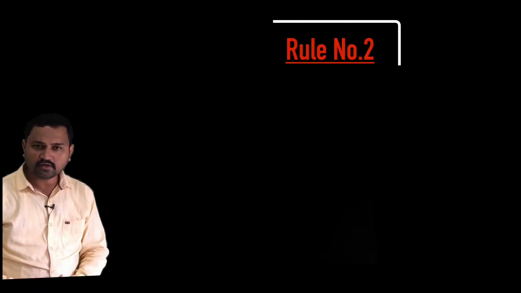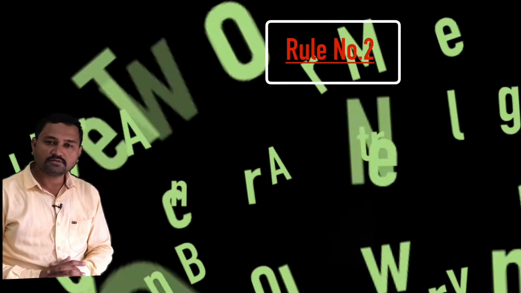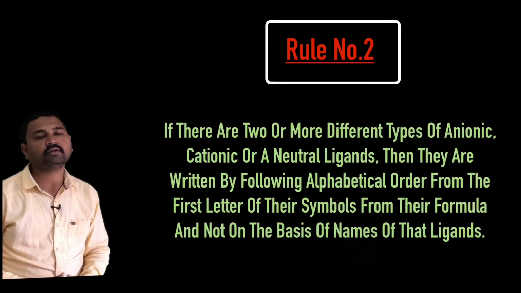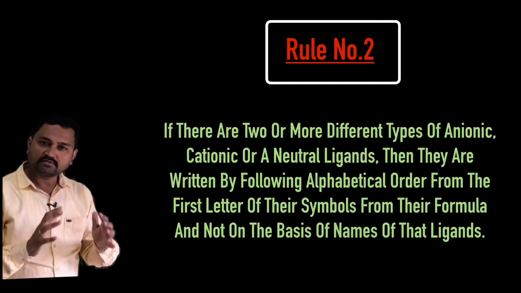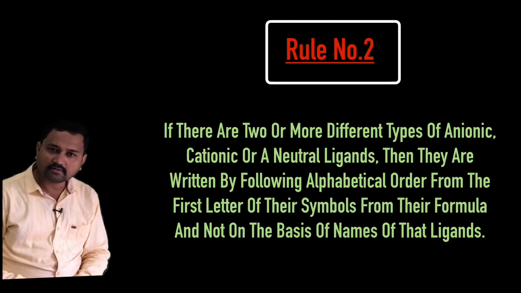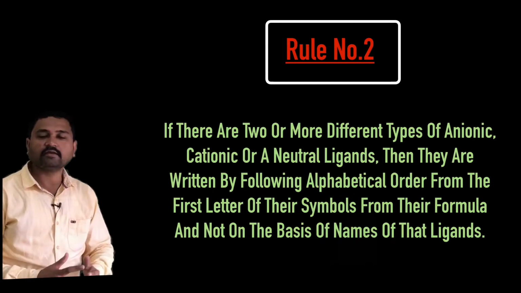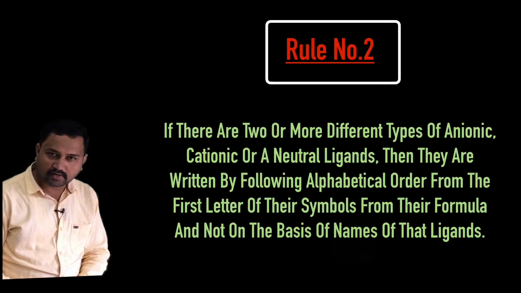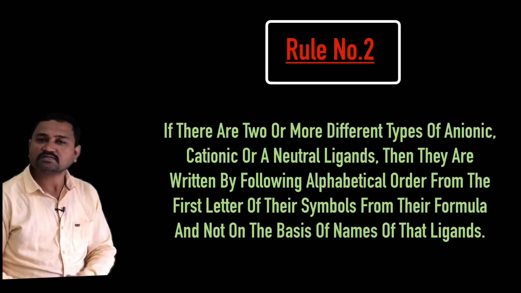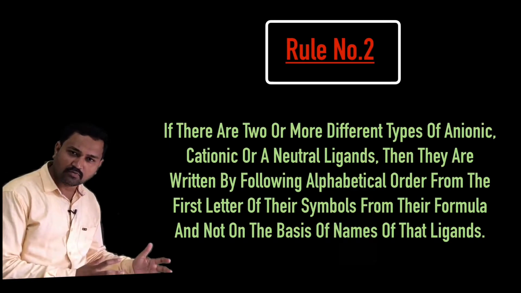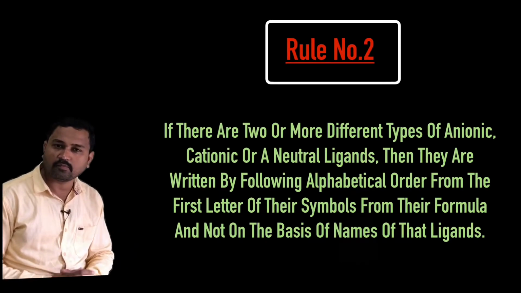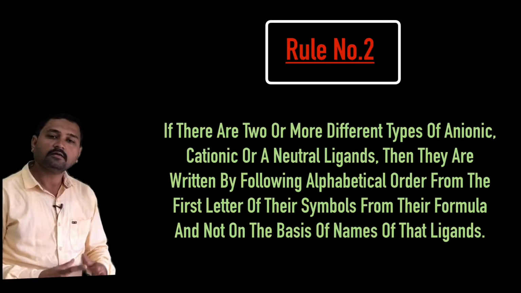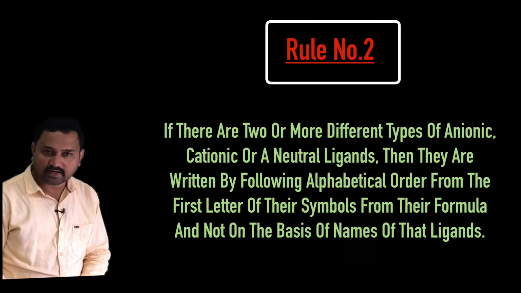Now let us discuss the second rule. If there are two or more different types of anionic or cationic ligands, then they are written following the alphabetical order by the first symbol of their formula and not on the basis of the name of those ligands. Now let us discuss an example regarding this one.